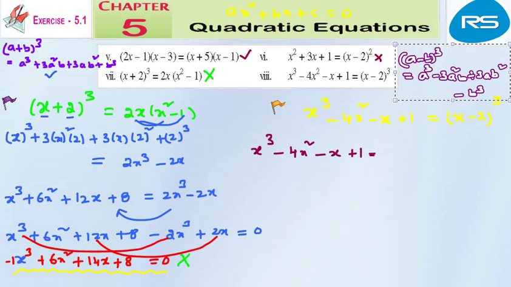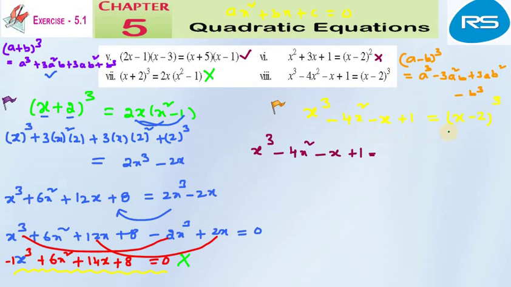You already studied it in earlier classes. a minus b whole cube is nothing but a cube minus 3a square b plus 3ab square minus b cube. So once you revise that, I already wrote it on the upper part and you can apply it. Now x minus 2 whole cube. So this is the formula: a cube minus 3a square b plus 3ab square minus b cube. So I apply the formula of a minus b whole cube.